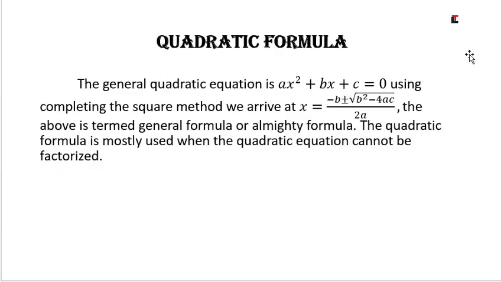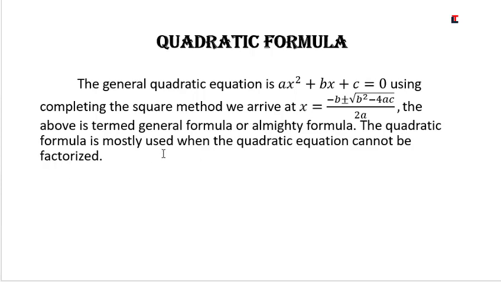So, the quadratic formula. The general quadratic equation is this. Don't forget, ax squared plus bx plus c equals 0. Using the completing the square method, we arrive at the formula. If you don't know how we arrive at this formula, please check our video that talks about the completing the square method. You see how we are able to derive this from completing the square. The above is termed the general formula or the almighty formula.